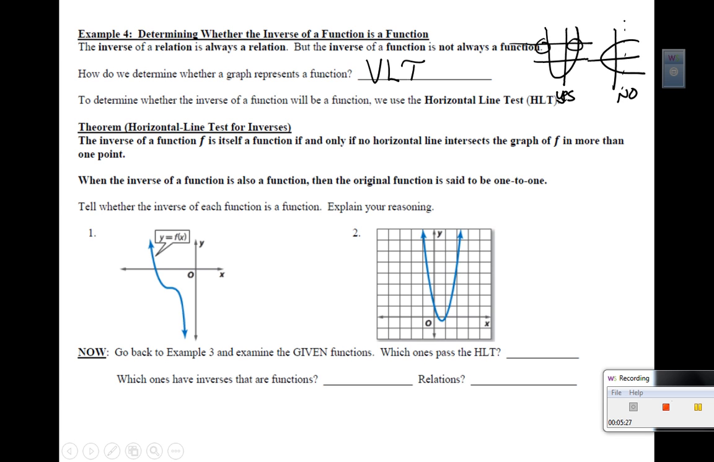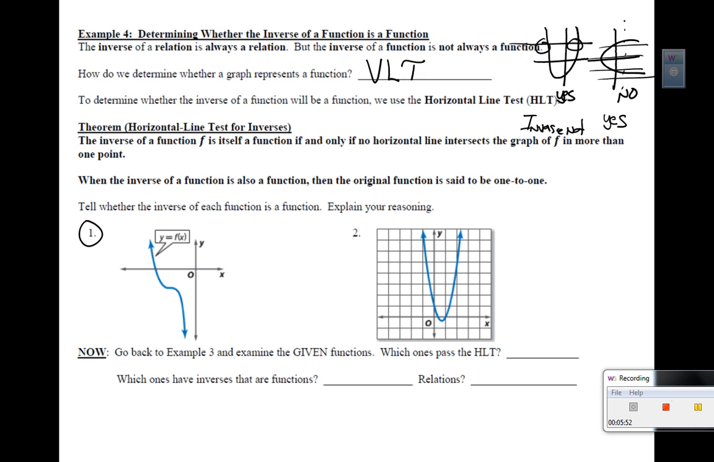Here's what that tells me. When I find the inverse, it will not be a function. So I'm going to write down here, inverse is not. When I do a horizontal line through here, though, notice it doesn't hit it more than once, so yes, it will be. So drop down to your number one real fast.